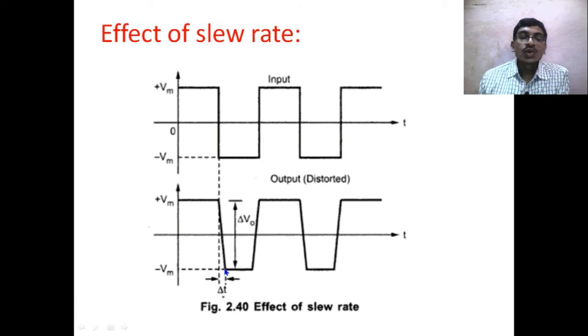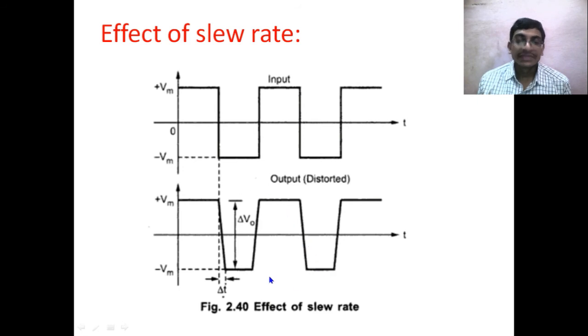The time taken to change the output from plus Vm to minus Vm after the input has changed, that is the slew rate, delta V0 over delta T, where delta V0 is the change in the output voltage and delta T is the change in time, after how many microseconds or milliseconds the output reaches the new level. Similarly, here you can observe the input increases from minus Vm to plus Vm, but it takes some time to reach plus Vm at the output side, so the output is distorted.